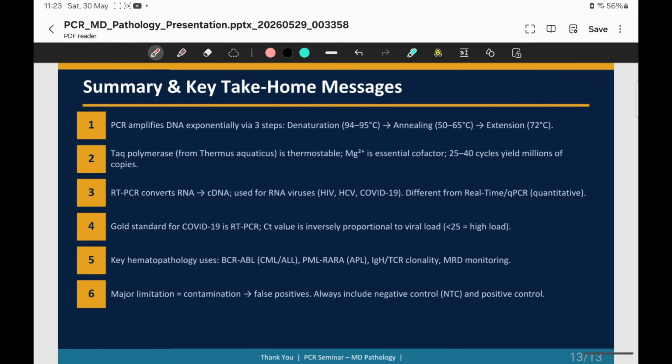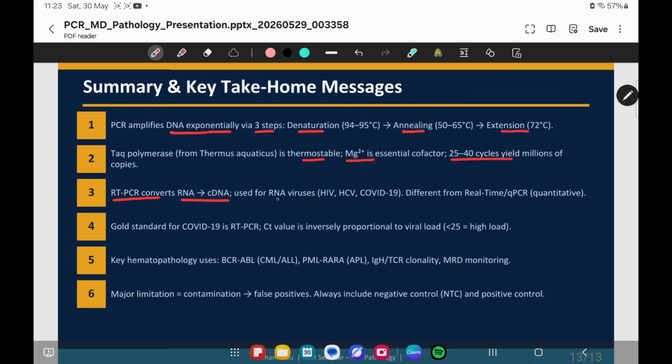So the summary and the key take-home messages are: the PCR amplifies DNA exponentially via 3 steps, that is denaturation, annealing and extension. Taq polymerase from Thermus aquaticus is a thermostable enzyme. It requires magnesium ion as a cofactor, and around 25 to 40 cycles yield millions of copies of DNA. RT-PCR converts RNA to complementary DNA used for RNA viruses like HIV, HCV, COVID-19, and it is different from the real-time PCR or the quantitative PCR.